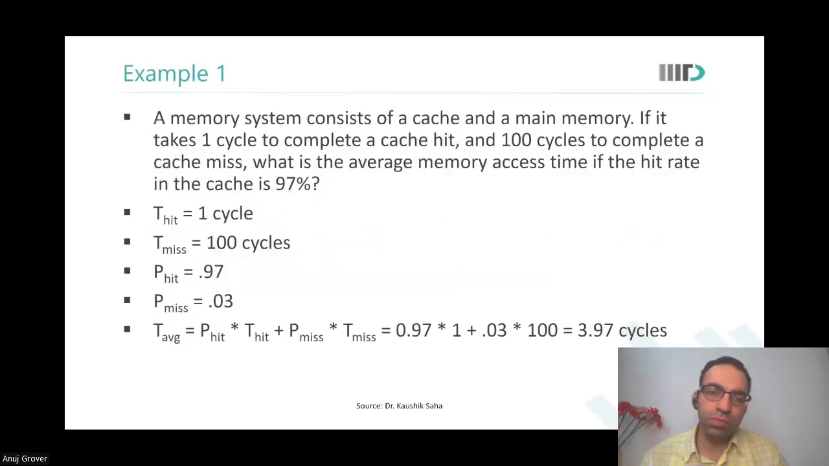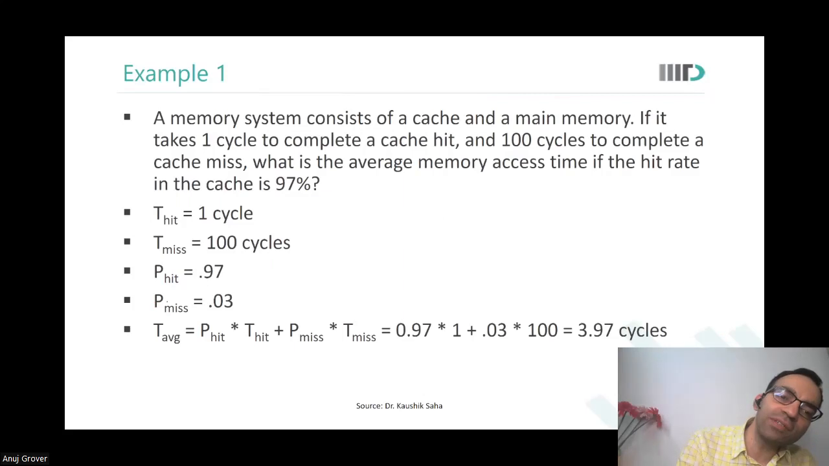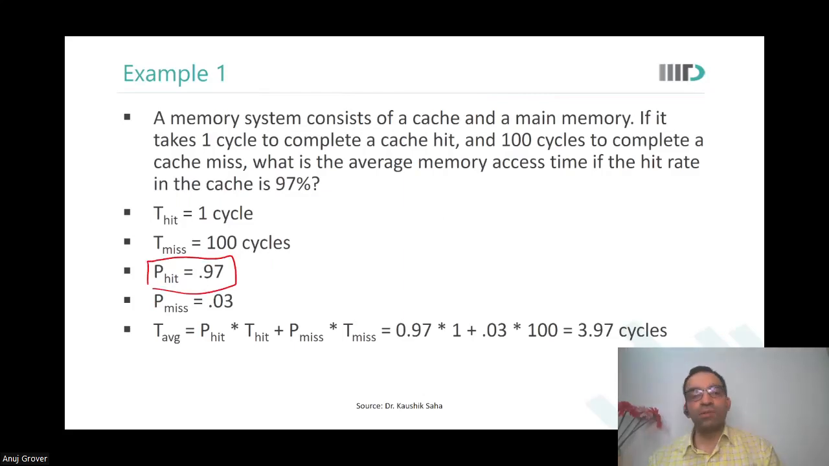Now, if you want fewer misses, you want the probability of hit to be higher, you can use a bigger cache. If you have a bigger cache, the probability of a miss reduces. If your cache could be as big as the main memory, there will be zero misses. Are you with me?